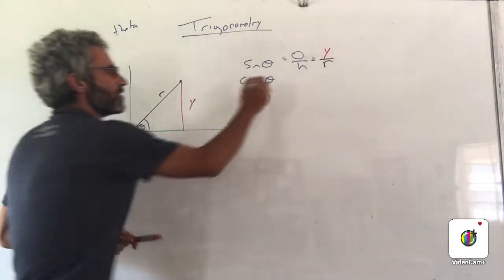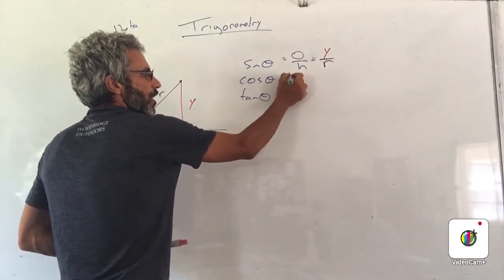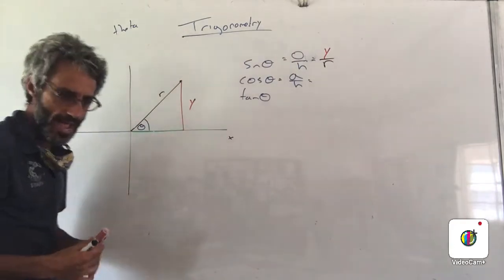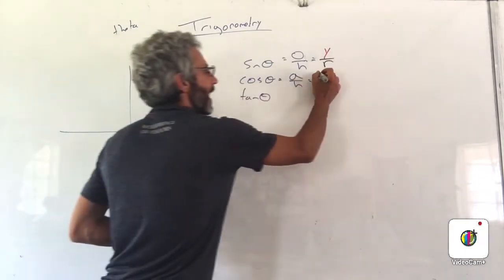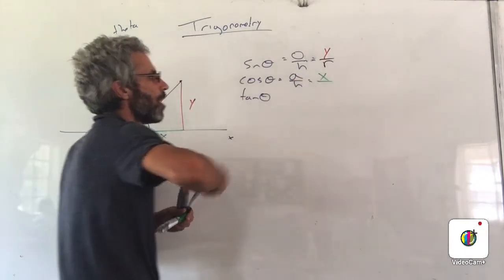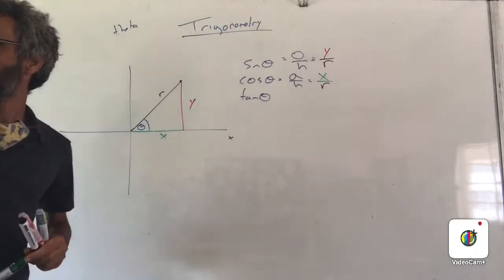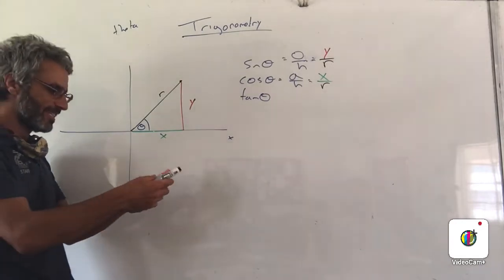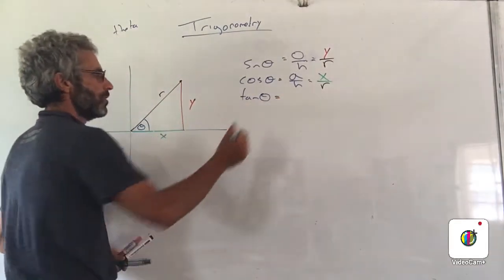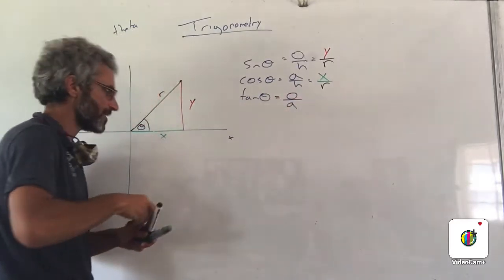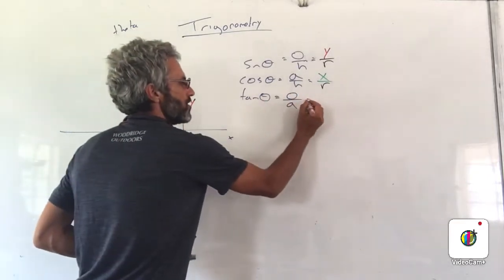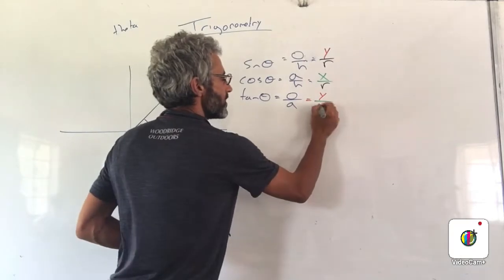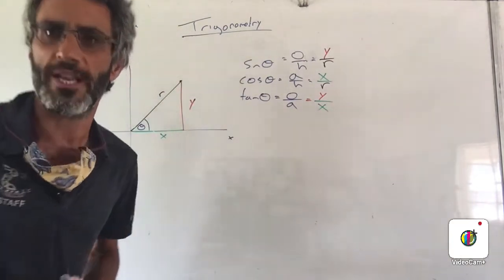Now, cosine theta, what is cosine theta? Do you remember? Adjacent divided by hypotenuse. What is the adjacent? The x. It's the x coordinate. So it's the x over the r. Tan theta, guys. What is tan theta? Opposite over adjacent. So in other words, it's going to be the y coordinate divided by the x. I'll just pause here to see if we've got any questions.